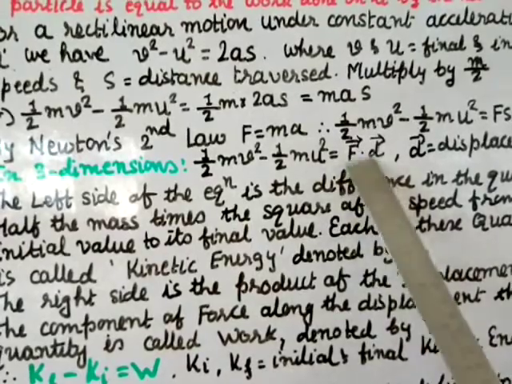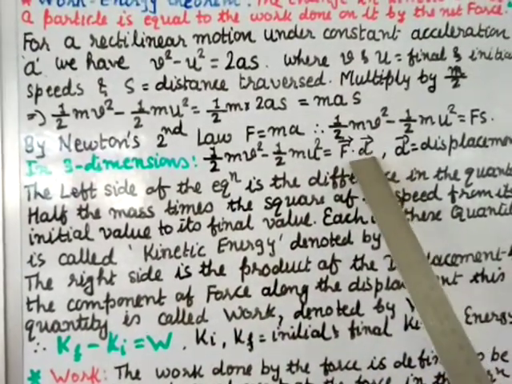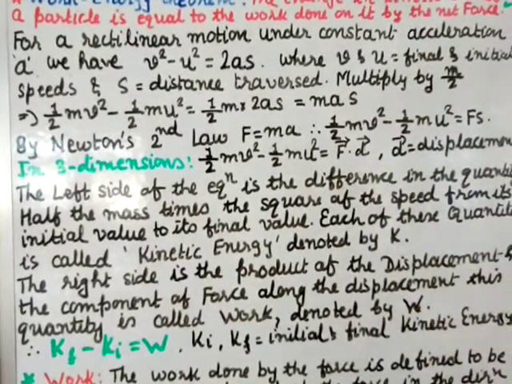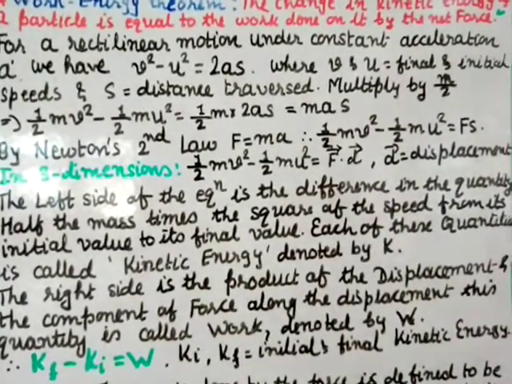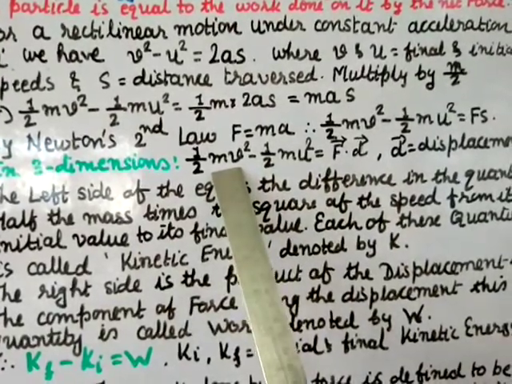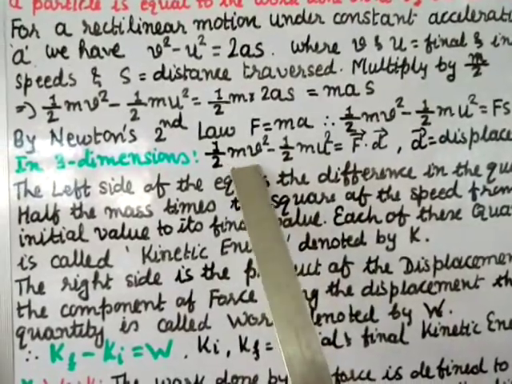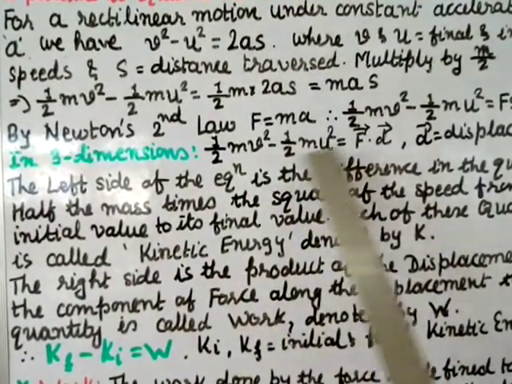So this quantity we call the work, and it is denoted by capital W. Okay, so this is work done and it is denoted by capital W. So from this equation we can write this as kinetic energy and this as work. So this is for the final kinetic energy, initial kinetic energy and the work done.